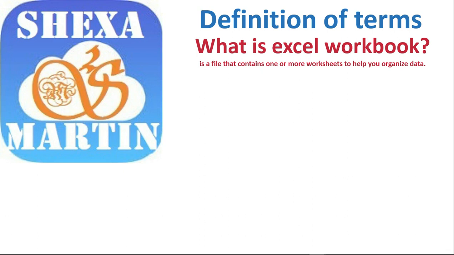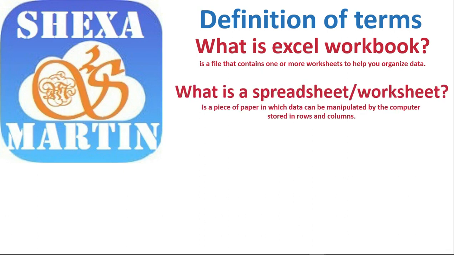That's an Excel workbook. Now let's look at the spreadsheet or the sheet itself. Like I said, an Excel workbook functions like a general book that you know. When we say a spreadsheet, it's the pages, the sheets inside the book. It's a piece of paper in which data can be manipulated by the computer, and the data is stored in rows and columns.